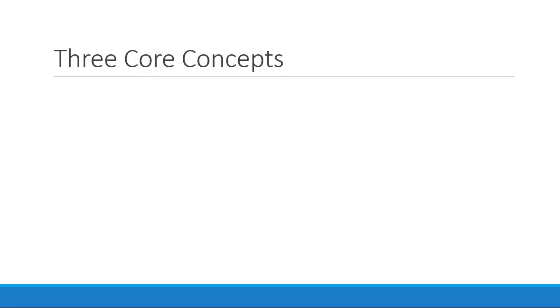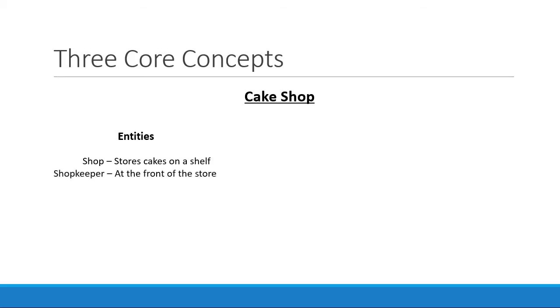Alright, let's begin. The scenario I have chosen is that of a shop that sells cakes. We have all been to a cake shop at some point in our lives, so this should be straightforward to understand. Let's start with the entities. We have the shop itself that stores all the cakes on a shelf. At the front of the store, we have a shopkeeper. At the store entrance, we have the customer.